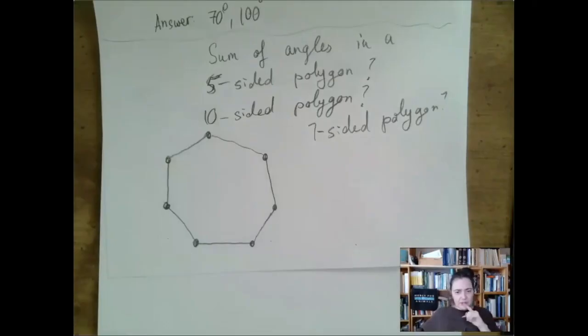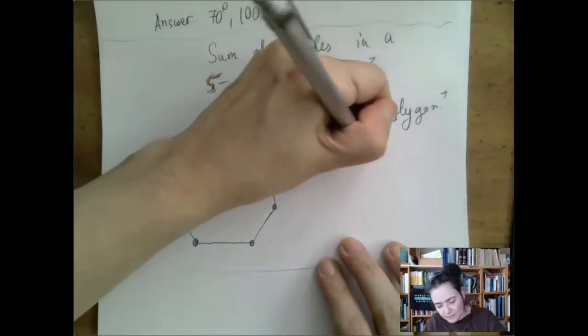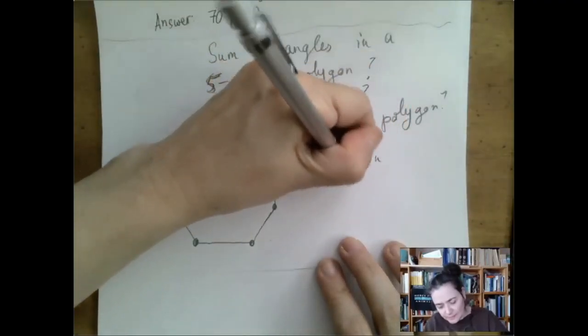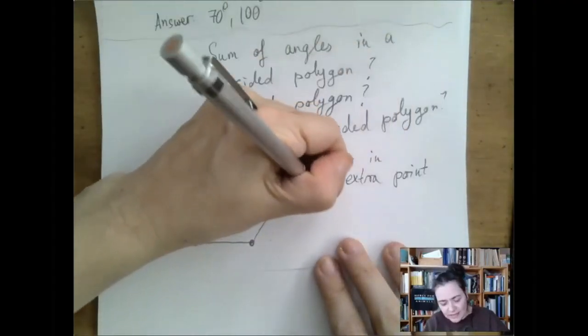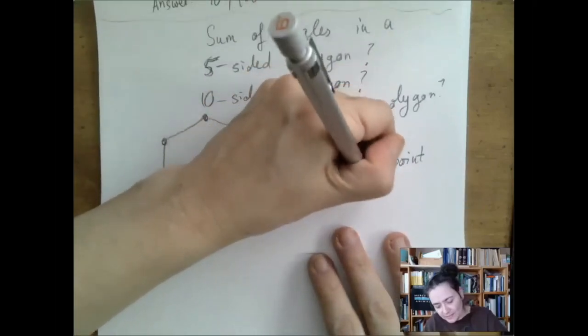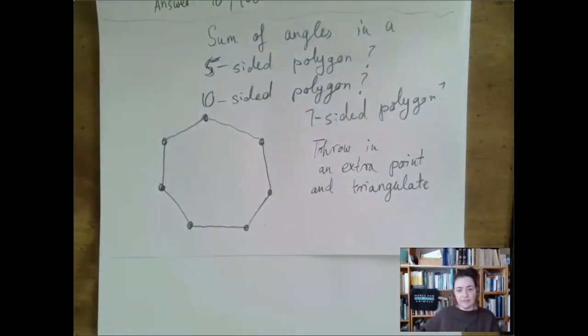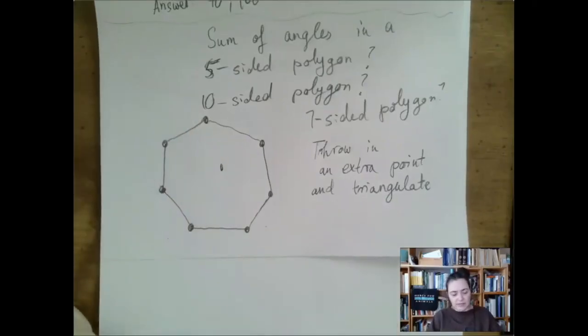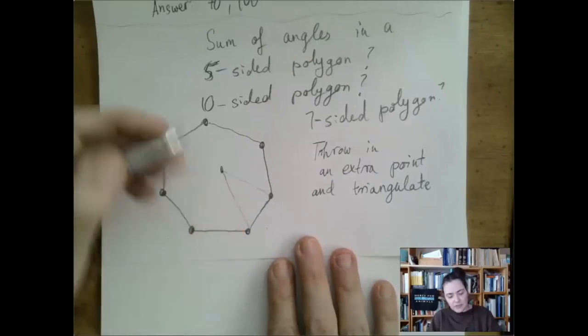All right, so we're first going to throw in an extra point and triangulate the poor thing. Basically, we're going to exploit the following fact. We just worked really hard to find the sum of the inner angles in a triangle. Well, let's use it then. So I'm going to throw in a point. It doesn't have to be centered. It doesn't have to be regular. And now we're going to create triangles.